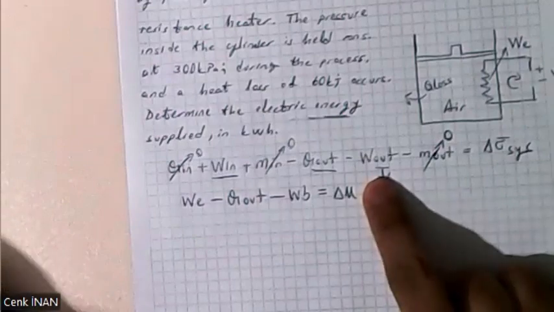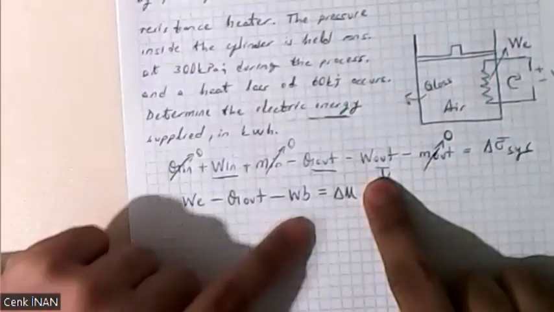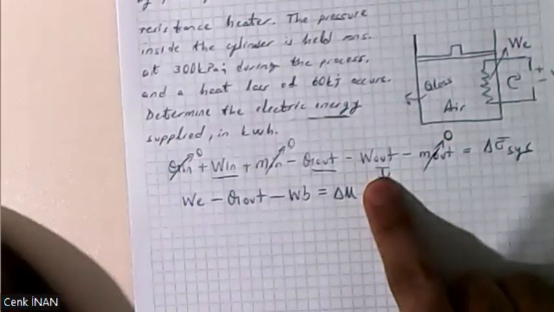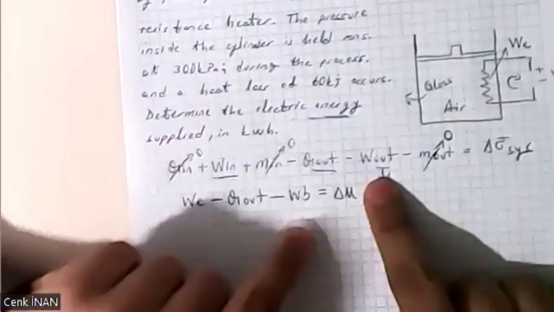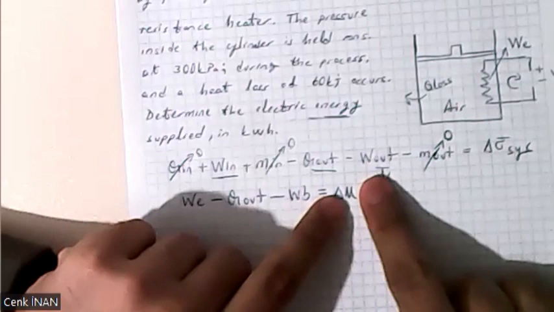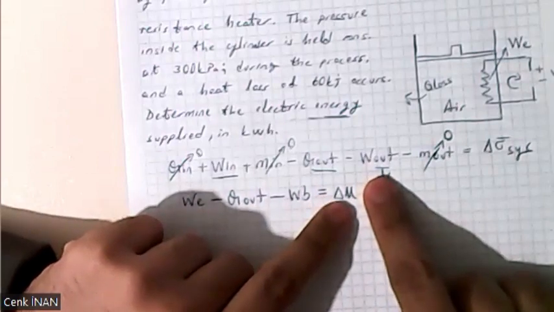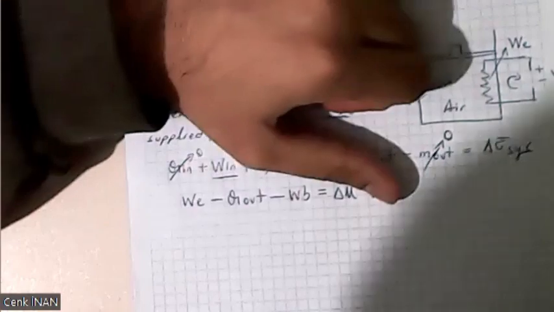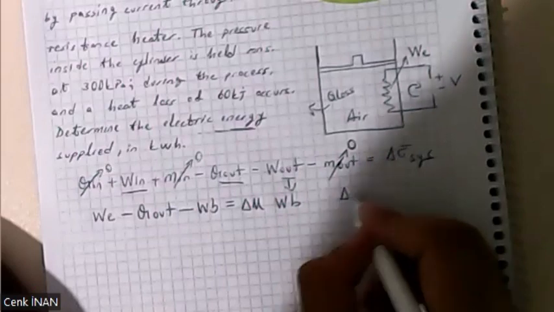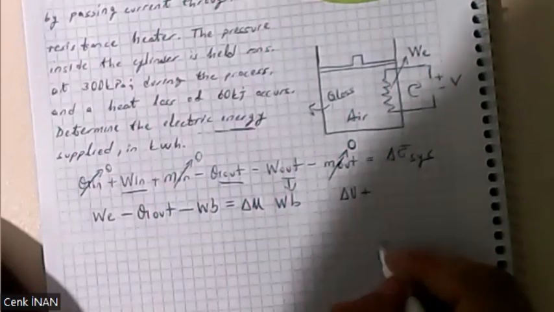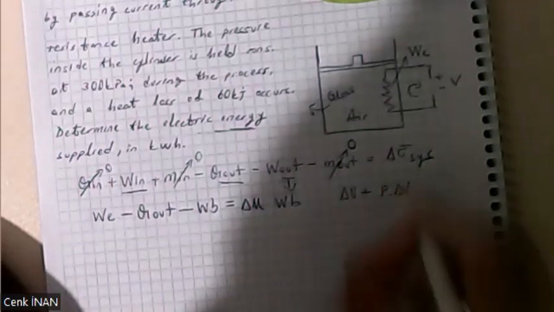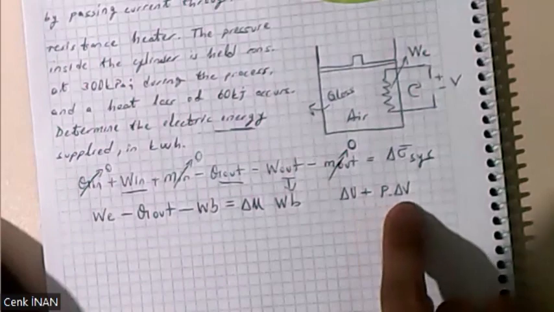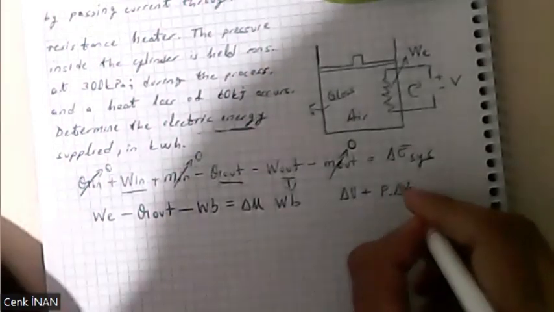Now, here we work with boundary work. This is the last relation we have. You can recall from previous chapters what we had when we sent the boundary work next to the delta U. Let's write it: delta U plus boundary work. The boundary work is P times delta V, isn't it? Pressure times volume change.